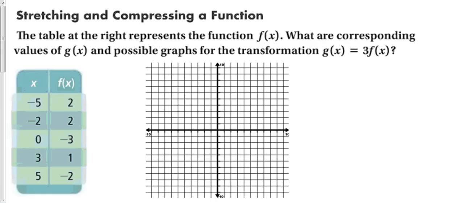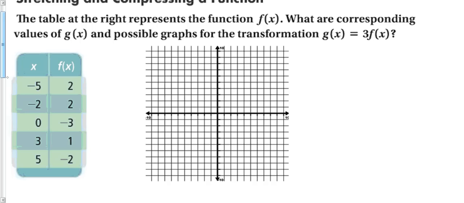Okay, so let's look at a quick function and let's stretch and compress it. So with this function right here, x and f of x. Okay, this table represents the function f of x. What are the corresponding values of g of x if I want to multiply f of x by 3? So let's figure it out. Well, first, let's graph f of x. Okay, we'll do it in red.